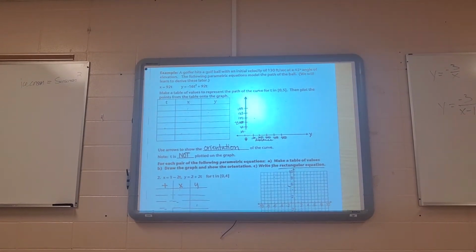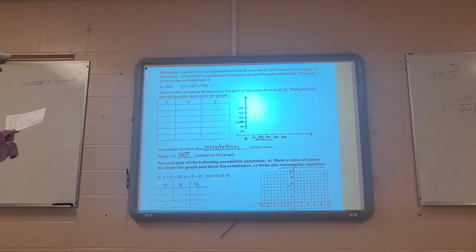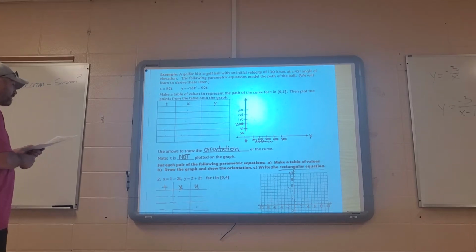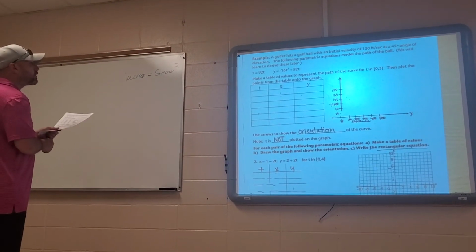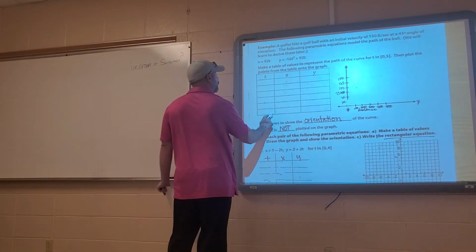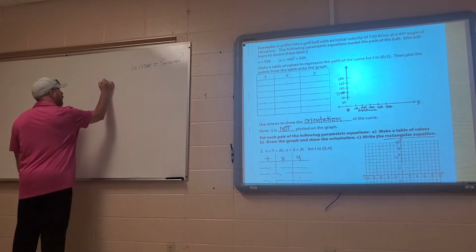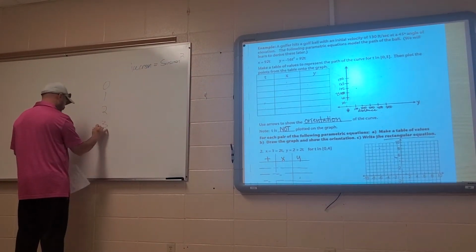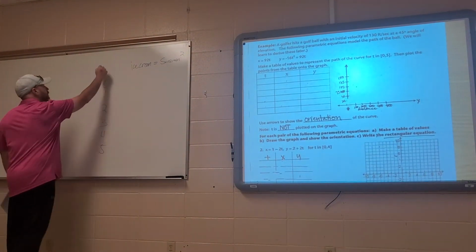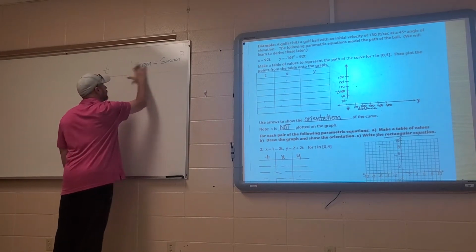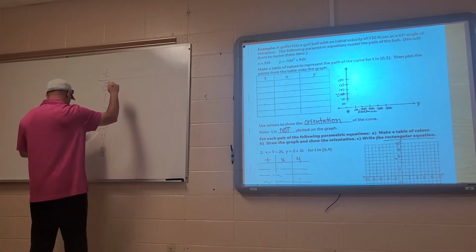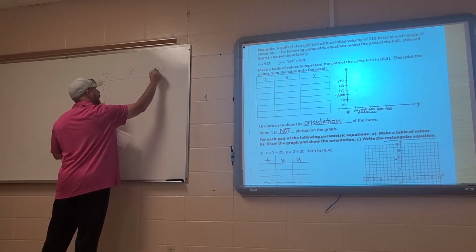Okay, so a golfer hits a golf ball with an initial velocity of 130 feet per second and a 45-degree angle of elevation. The following parametric equations model the path of the ball. Okay? So, all you do is you put some numbers in here for t. So, 0, 1, 2, 3, 4, 5. So this is your t. Okay? And then you have your x, and then you have your y.